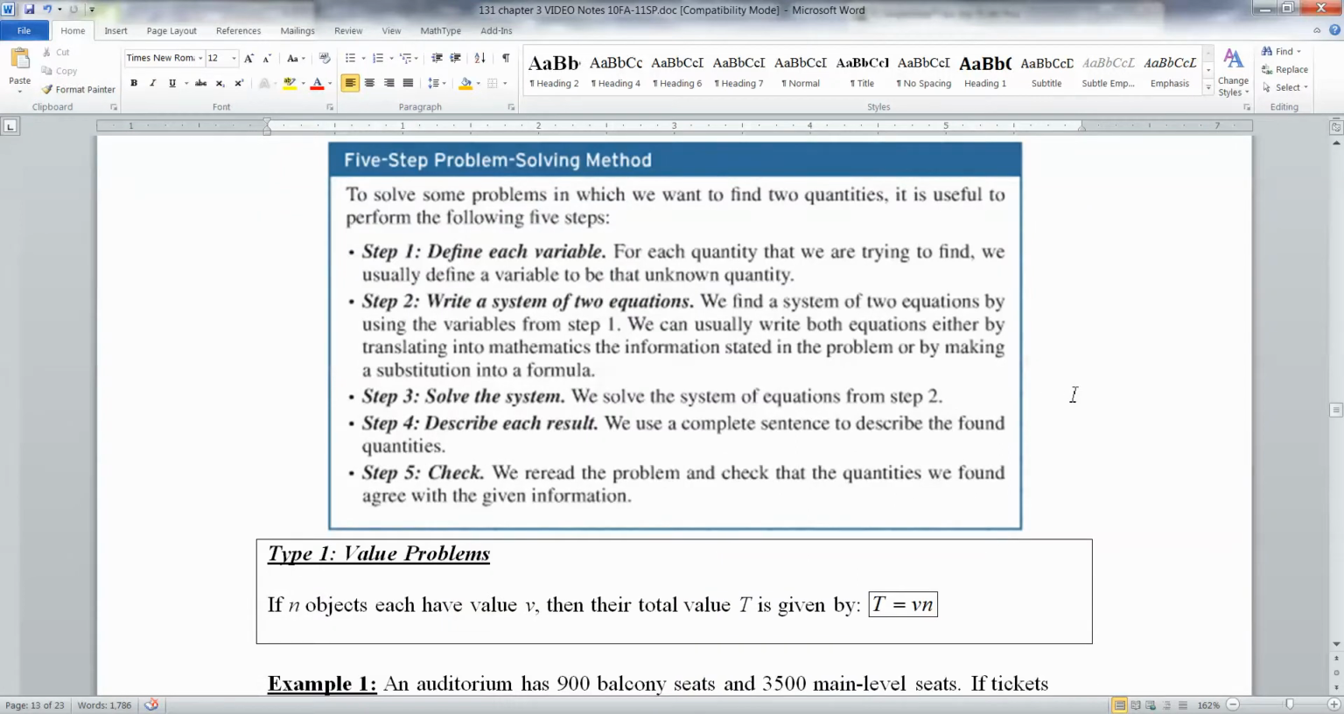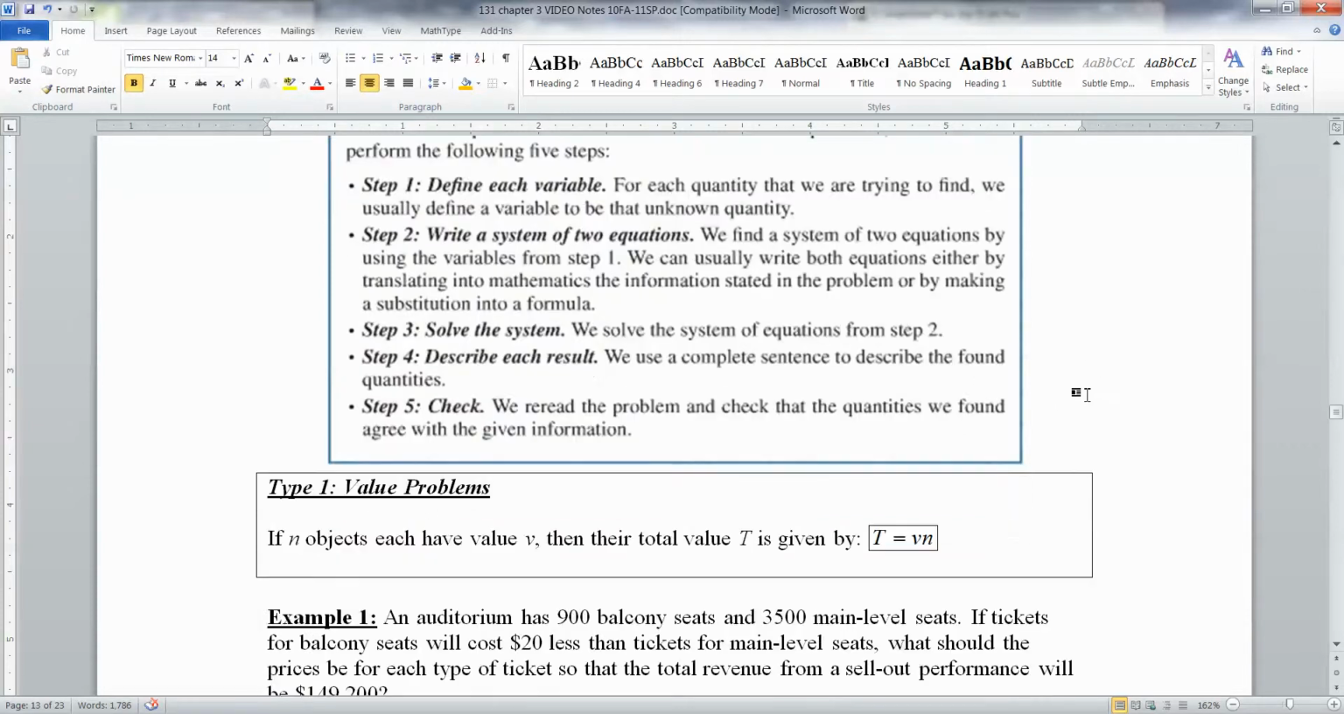And just a little tip about algebra, it's called the fundamental theorem of algebra. If you have 2 unknown things, you're going to need 2 equations. If you have 3 unknown things, you would need 3 equations, and so on. But we will never get more than 2 in this algebra class. We can usually write both equations either by translating into mathematics the information stated in the problem or by making a substitution into a formula of some kind, like distance equals rate times time. That's a classic.